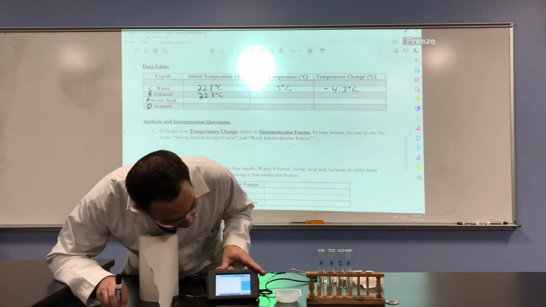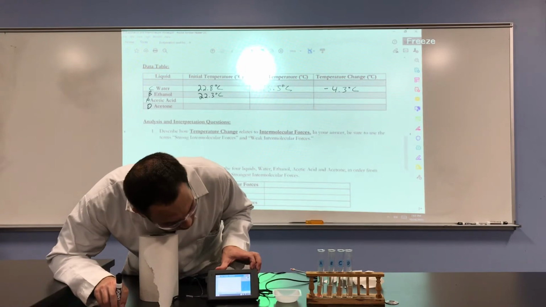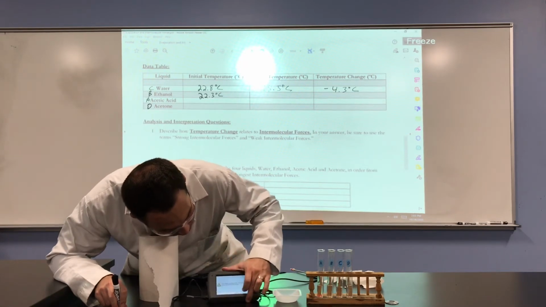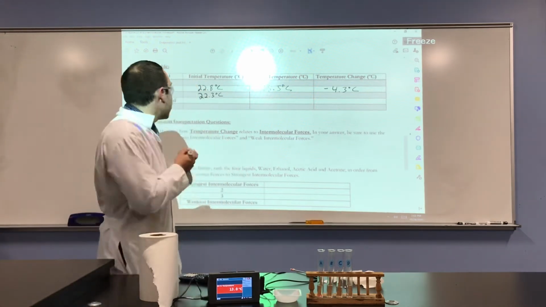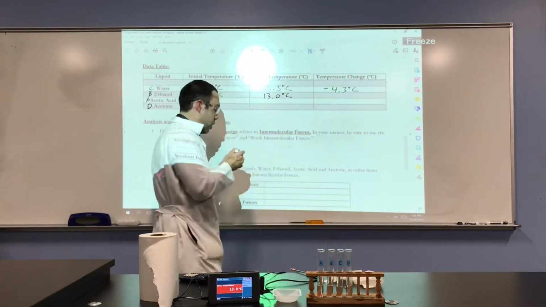See how much time we have left. 10 seconds left. We're at 13.0, 12.9. 5 seconds, 4, 3, 2, 1, and 13.0 is what I saw last, 13.0 degrees Celsius. 13.0 degrees Celsius is our final.